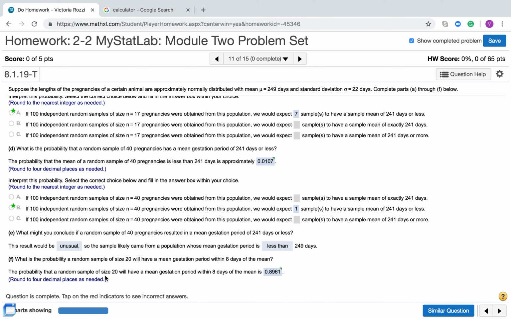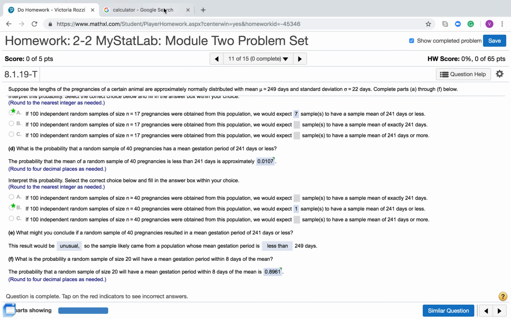Okay. Then also it says, what is the probability a random sample of size 20 will have a mean gestation period within 8 days of the mean? So now this is a little bit tougher. You want within 8 days of the mean. So let's talk about how we're going to do that. Now they're changing their sample size again. They're changing it to 20.